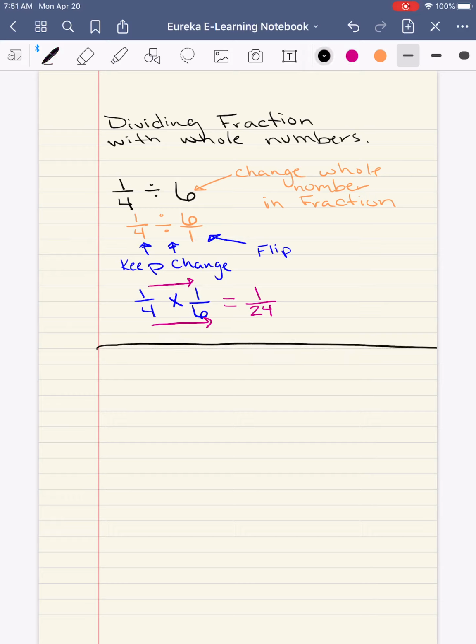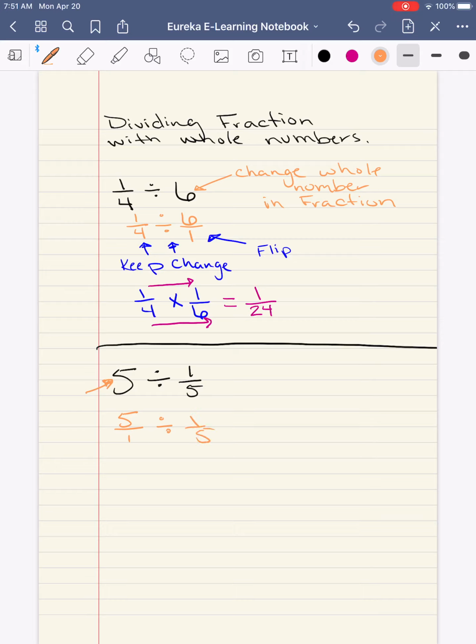Now, a lot of us are asking ourselves, what if the whole number is in front? So what if we had 5 divided by 1 over 5? Same thing. I'm going to start off by changing this whole number into a fraction. Instead of being 5, my 5 would become the numerator, and I would add a 1 underneath it as my denominator. 5 over 1 is the same as 5. I'm going to bring everything else down.